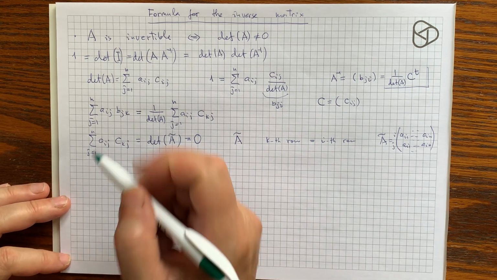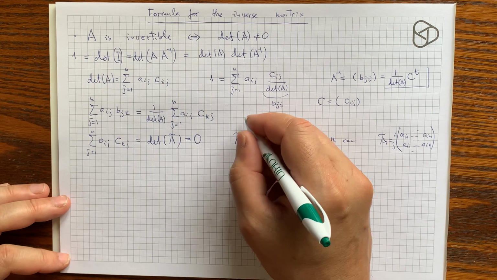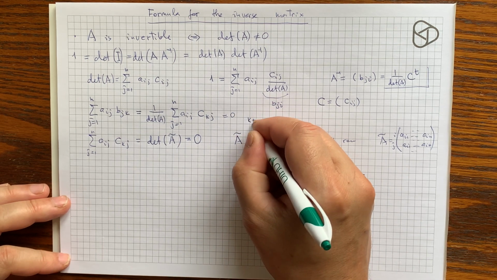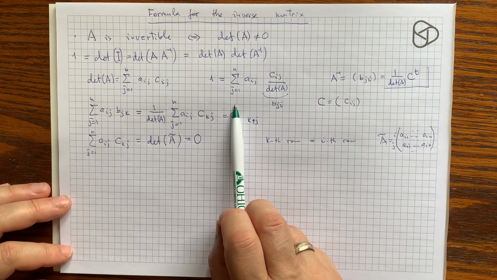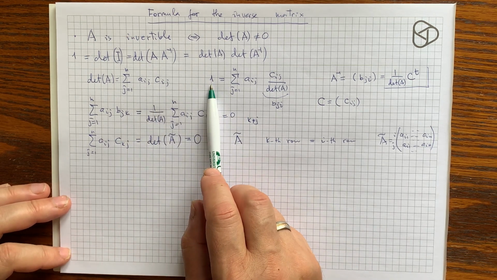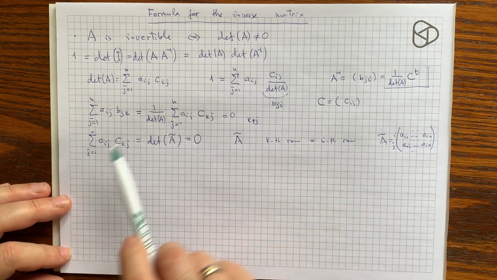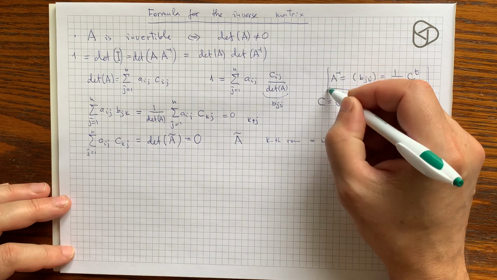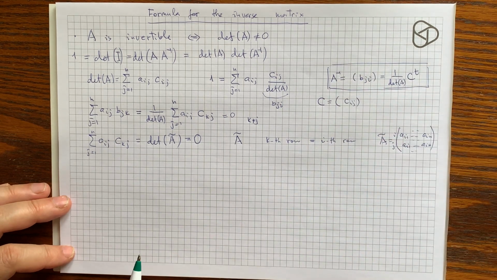It is always 0 if K and J are different. And if they're the same, we have the standard cofactor expansion, the ordinary one, which gives us 1 after this scaling. So all in all, we have this formula for the inverse matrix, which is useful.